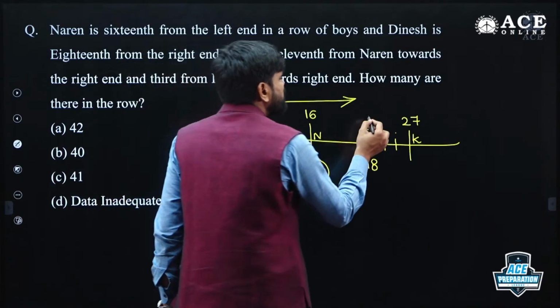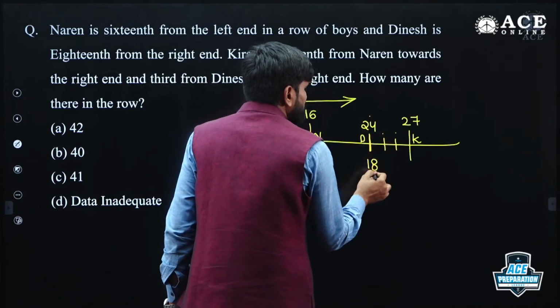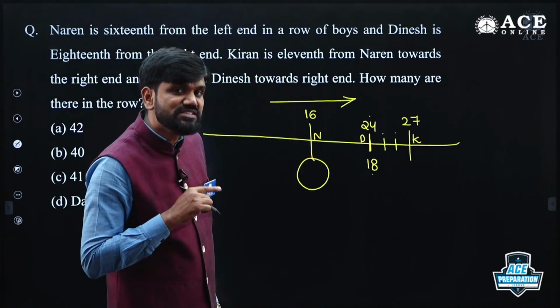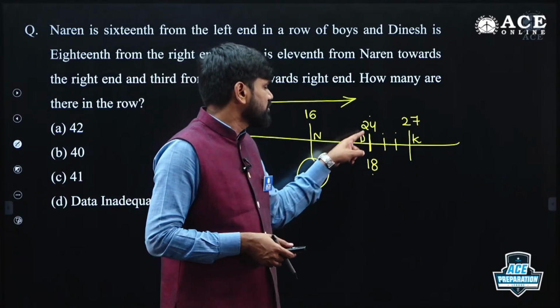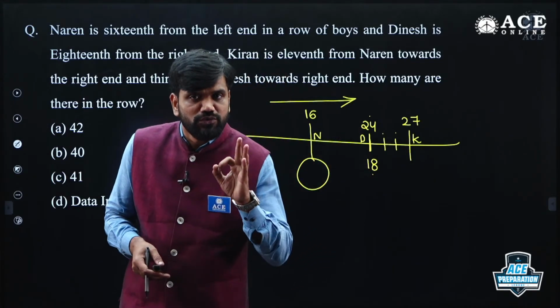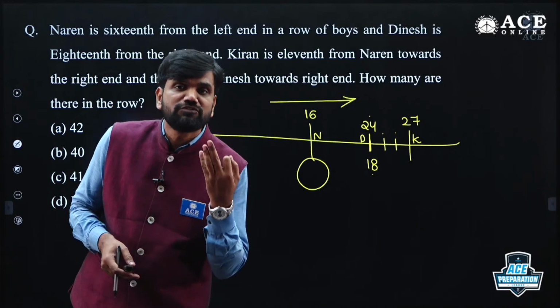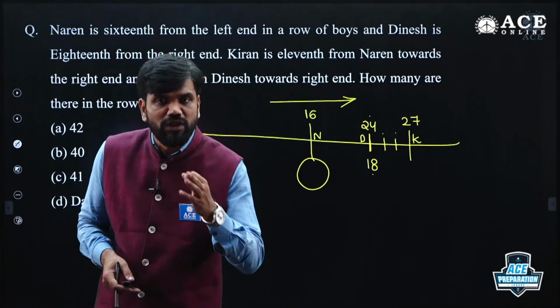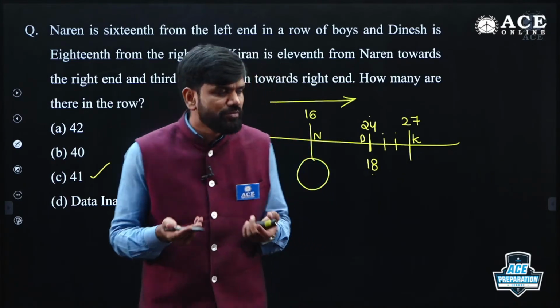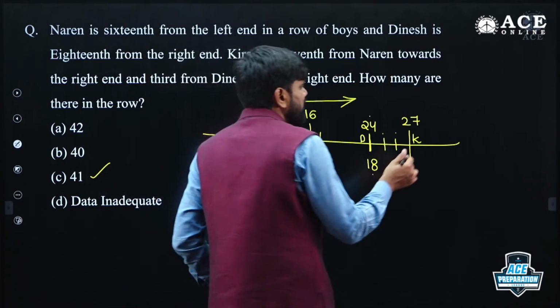As I already told you, when you are adding the position of the same person from both the ends, that will always add up to 1 more than the total. So total will be 1 less than this sum. 24 plus 18, that is 42. So total will be 1 less than 42, hence it will be 41. Hence your answer is Option C.